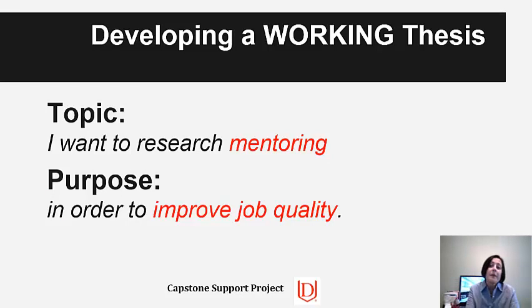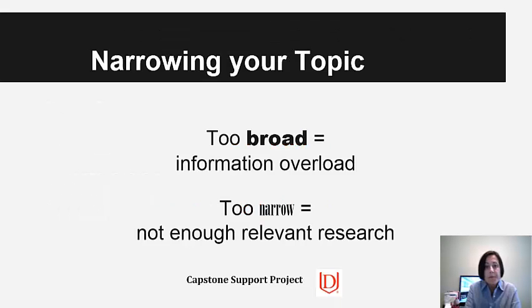So, as you're developing your working thesis, you need to start with this idea: I want to research, in this case, mentoring, in order to improve job quality. It's very minor, but when I go to do my research, when I go to Google, I'm going to put in mentoring and job quality. And in theory, different types of fields are going to come up, either health or business might work for the majors here at Davenport. That's too broad, though, and I'm going to need to narrow it.